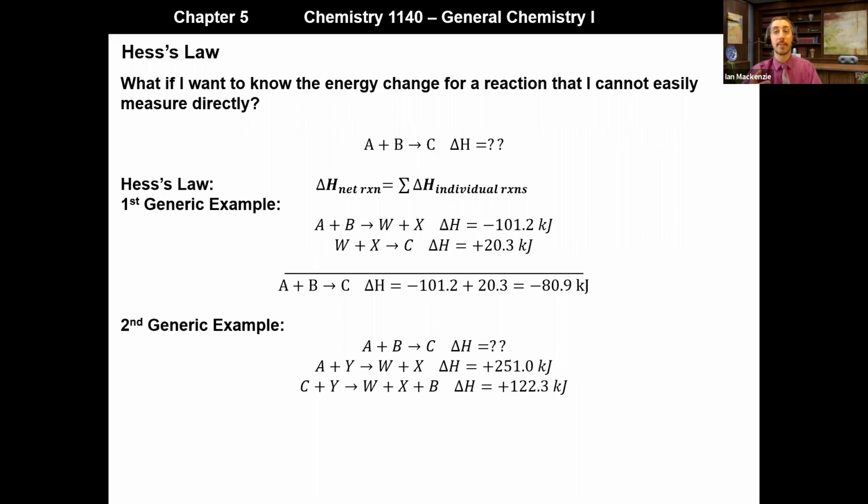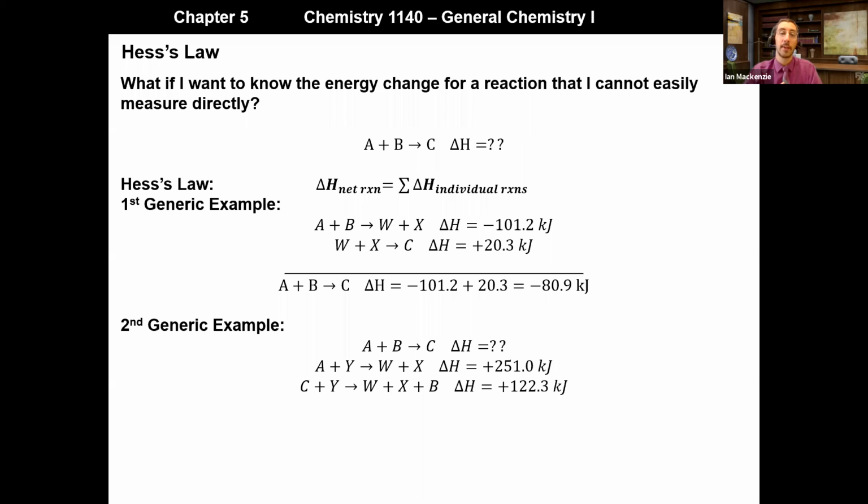Well, I can't just sum up those reactions as they're written right now, because I would have A plus Y plus C plus Y, so I guess it would be A plus 2Y plus C on the reactant side, but that doesn't match with the net reaction that I want. What I need is A on the left side of the equation, and I need B on the left side of the equation. And currently, B is on the right side of the second reaction.